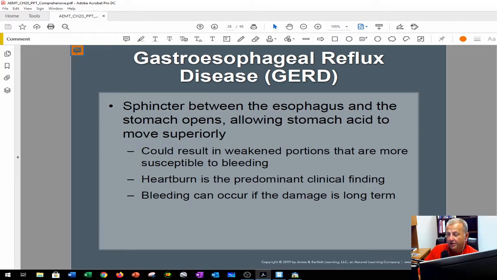I mentioned GERD here, gastroesophageal reflux disease, and GERD is what's used all over the place, and that's what I was talking about earlier. It's associated with that stomach acid coming back up into the esophagus.